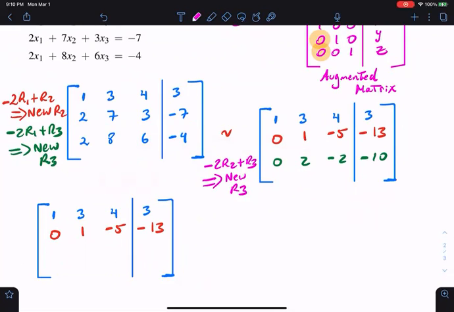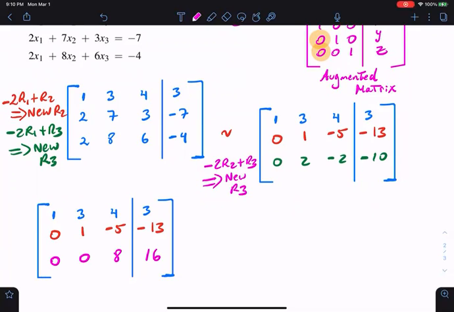So let's do that, right? So -2 times all the elements in row 2. So -2 times 0 is 0 plus 0 is 0. -2 times 1 is -2. -2 plus 2 is 0. -2 times -5 is +10. +10 and -2 gives you +8. -2 times -13 is +26. 26 and -10 give you +16, right?